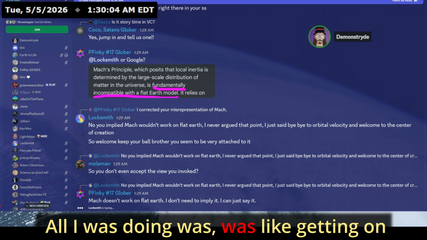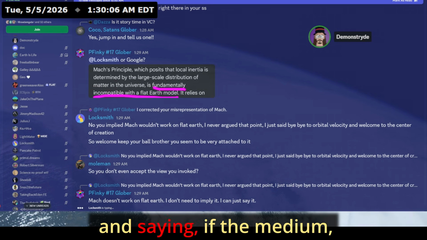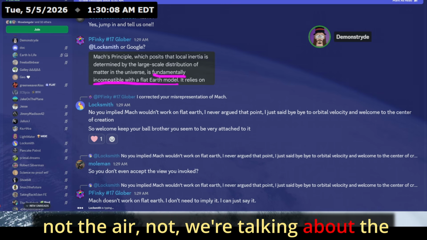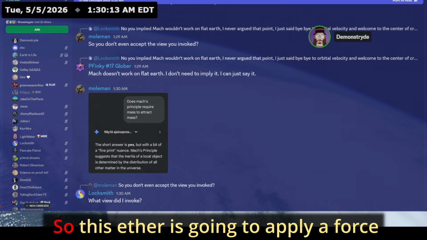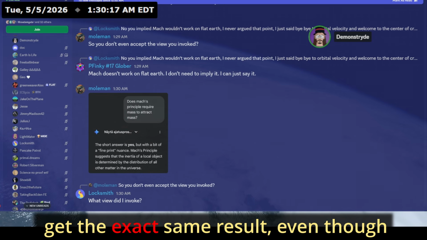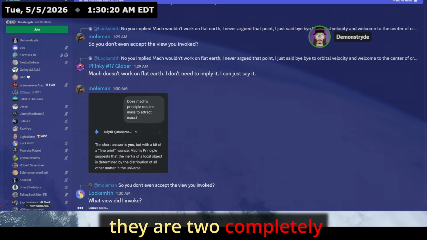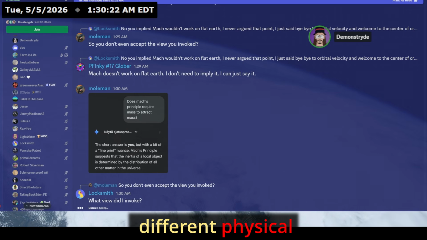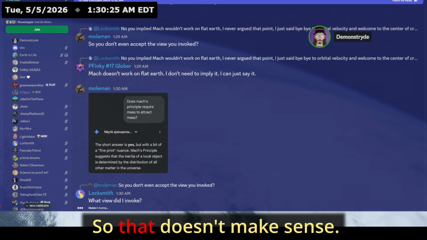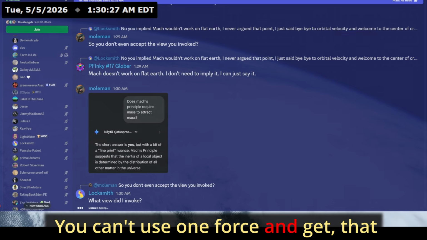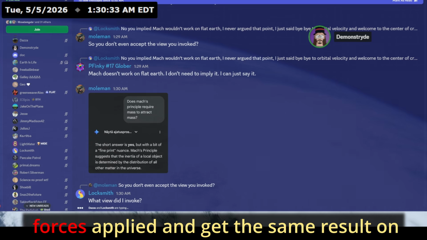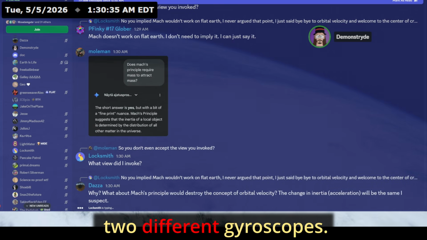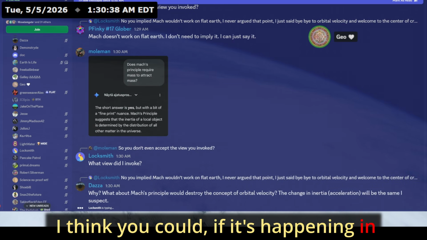All I was doing was getting on the same playing field and saying, if the medium, not the air, we're talking about the medium is an ether, okay? So now I remove atmosphere from the equation. This ether is going to apply a force on both of these gyroscopes, and we're going to get the exact same result, even though they are two completely different physical realities. That doesn't make sense. You can't use one force, and that would require different applicable pressures and forces applied, and get the same result on two different gyroscopes. I think you could if it's happening in the background medium.